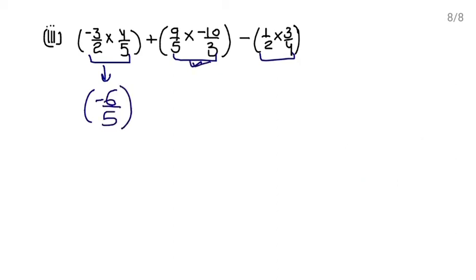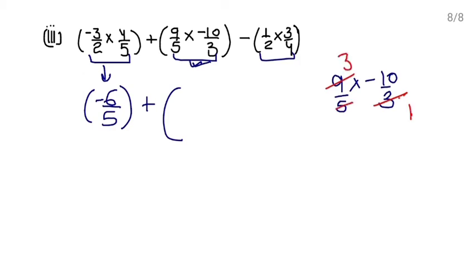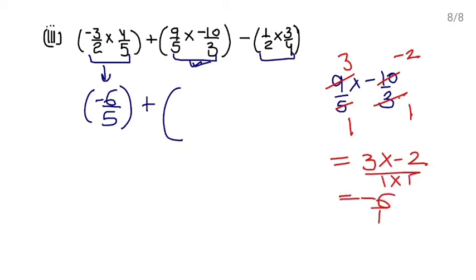Similarly, solve this part. Plus in bracket 9 upon 5 multiply minus 10 upon 3. This 3 and this 9 both are divisible by 3. Cut them. 3 1s are 3, 3 3s are 9, 5 1s are 5, 5 2s are 10 of minus sign. So here we have 3 multiply minus 2 upon 1 multiply 1. So this is 3 2s are 6 of minus sign upon 1. So put here in place of this, because after calculating this we are getting minus 6 upon 1.